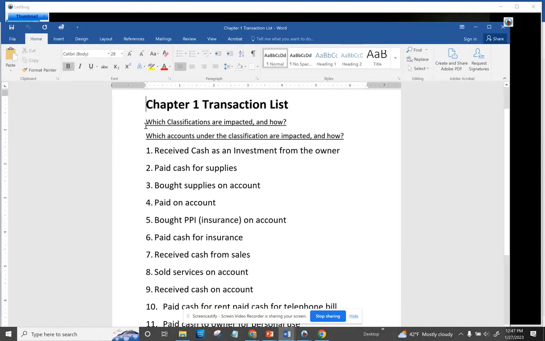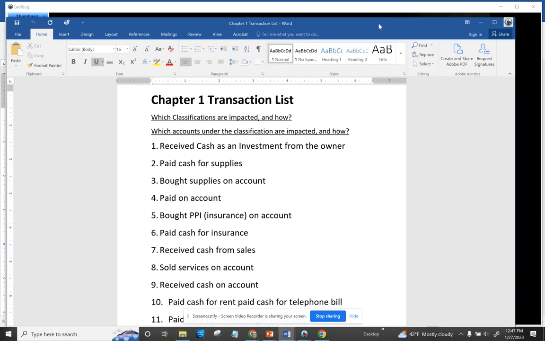To know your transactions, you need to be able to identify which classifications are impacted and how. And you do that by understanding which accounts under those classifications are impacted and how they're impacted, and then in turn how they impact the classification. So let's go ahead and get started.